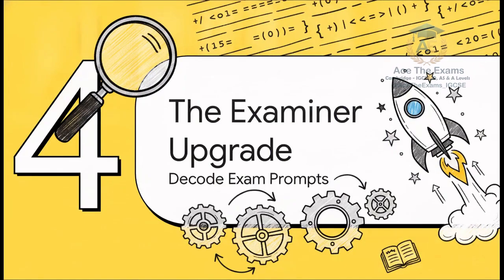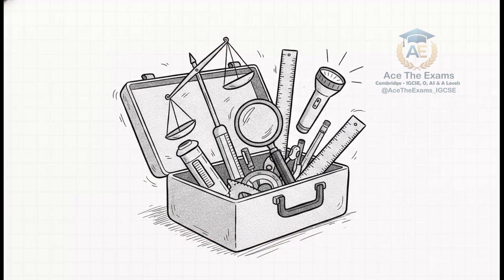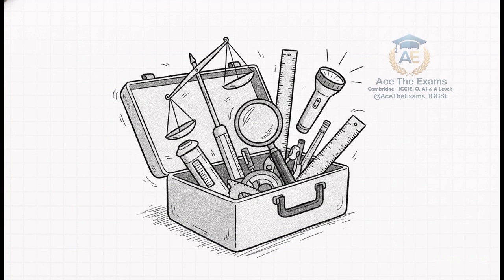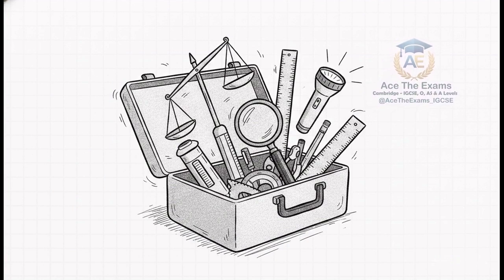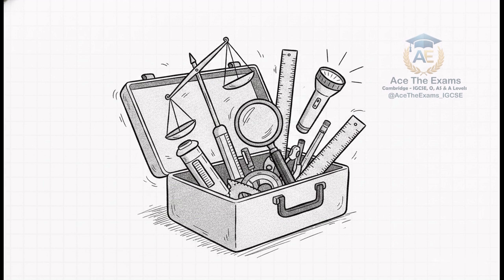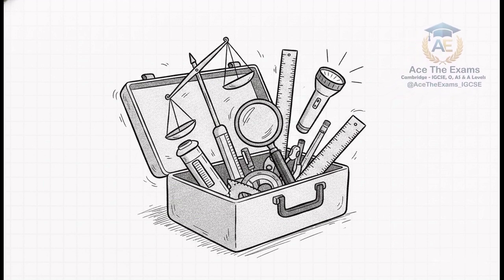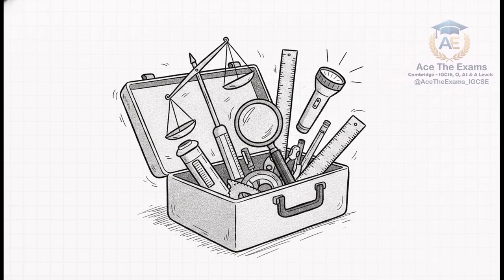Section 4. The Examiner Upgrade. This right here is where the high achievers really separate themselves from the pack. We need to look closely at command words. If a question says state or define, be concise. Stop writing massive paragraphs. If it says describe, you need to give specific characteristics. Now explain requires both the why and the how. Compare, that means you absolutely must cover both sides of the argument.